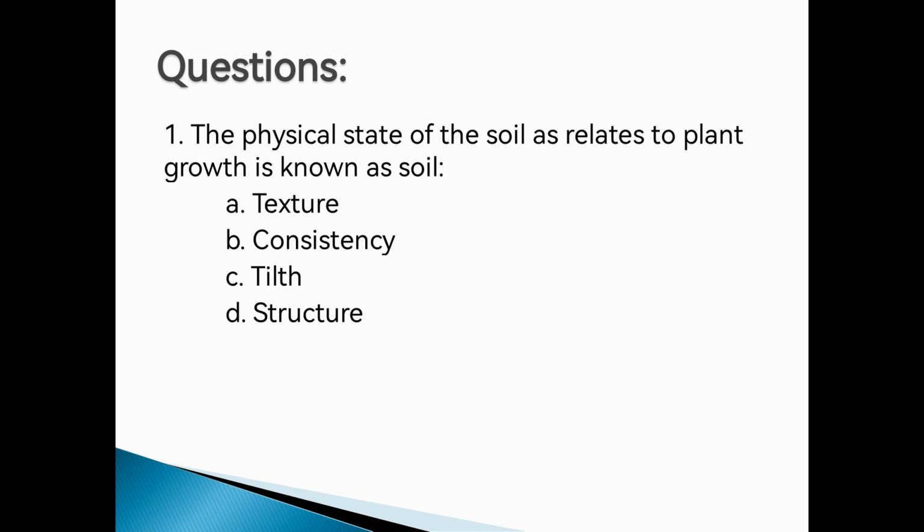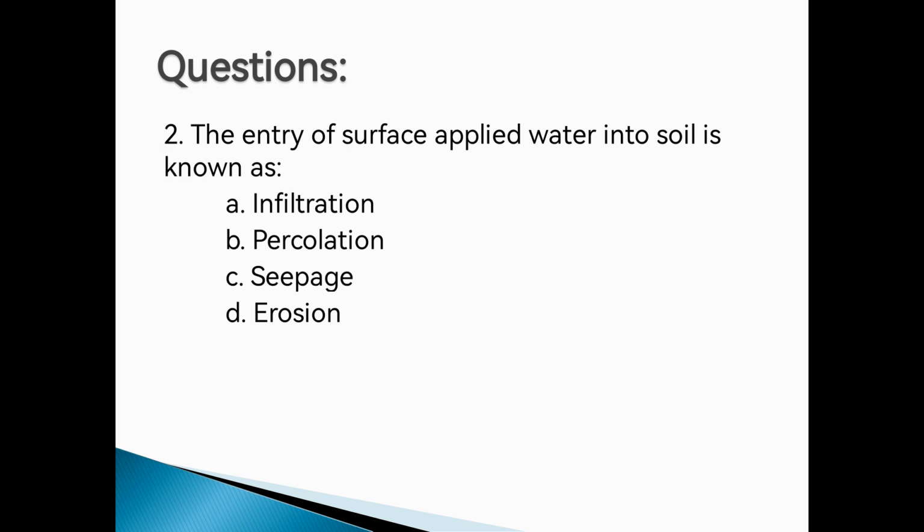Question number 1. The physical state of the soil as relates to plant growth is known as A. Texture, B. Consistency, C. Tilth, D. Structure. The correct answer is C. Tilth. Question number 2. The entry of surface applied water into soil is known as A. Infiltration, B. Percolation, C. Seepage, D. Erosion. The correct answer is A.